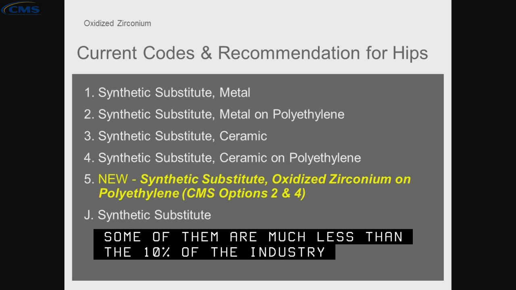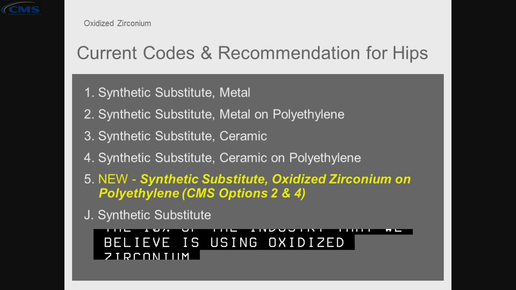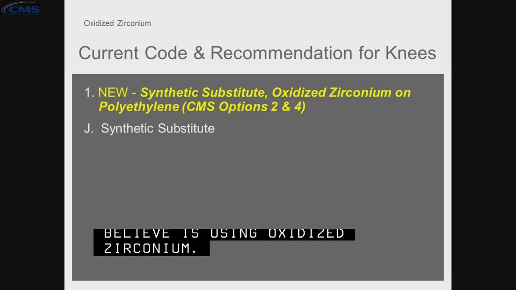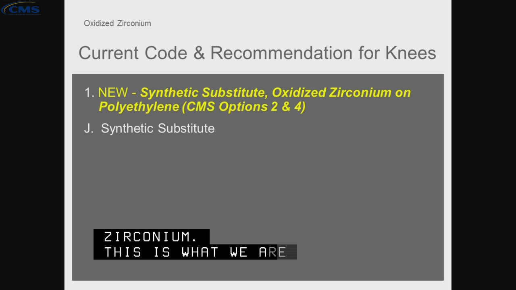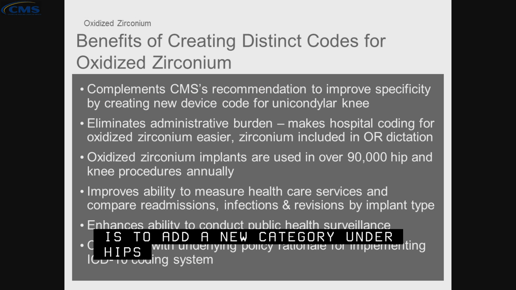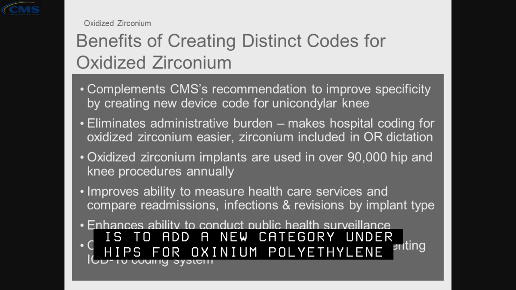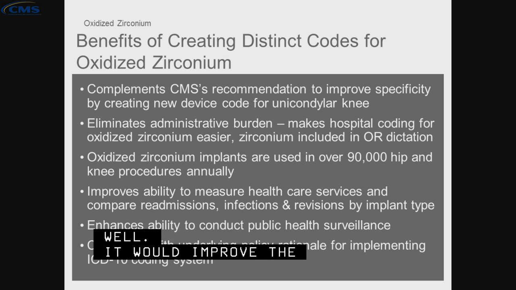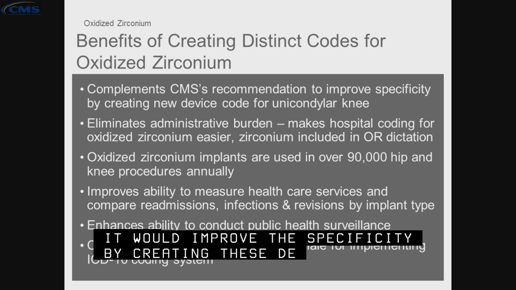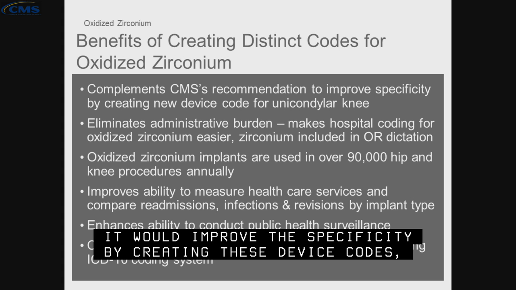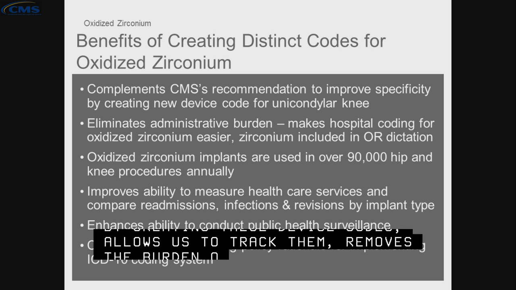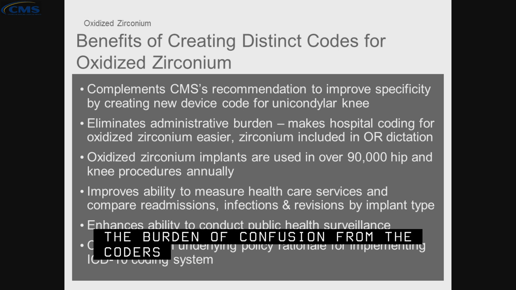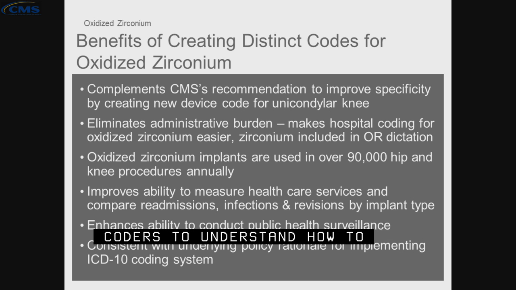This is what we're proposing, is to add a new category under hips for oxinium on polyethylene, and add an oxinium on polyethylene under knees as well. And the benefits would be that it improves the specificity by creating these device codes, allows us to track them, removes the burden of confusion from the coders to understand how to code them properly. And it is consistent with the underlying policy rationale for implementing the coding system in the first place. Thank you very much.